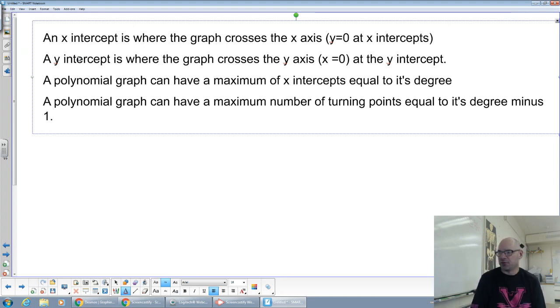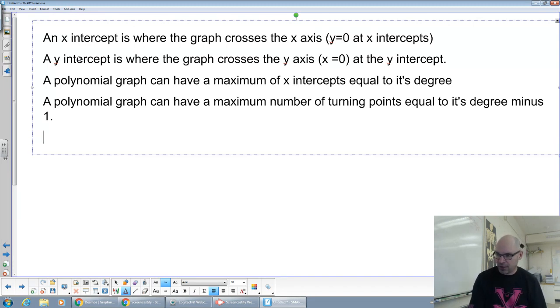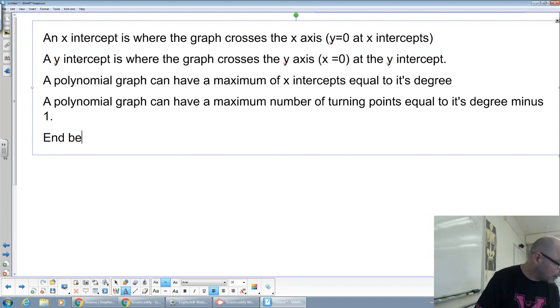Okay, so that gets us through x-intercept, y-intercept, how many x-intercepts you can get, how many turning points you can get. We also have what a degree is as well. Oh, end behavior. We also need to know what end behavior is. Okay, end behavior for a polynomial graph. Let's see if I can spell behavior right. I'll have to look it up here.